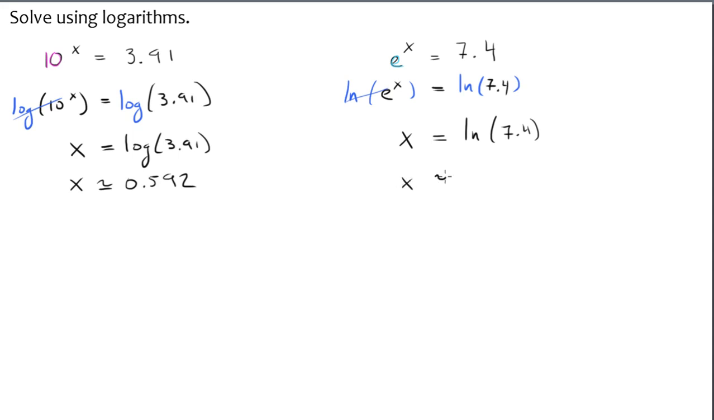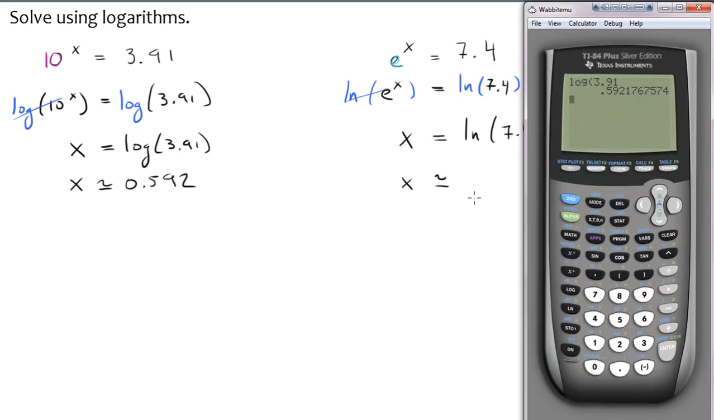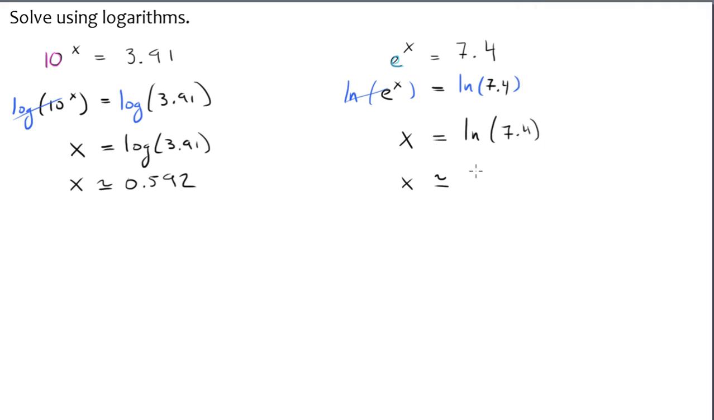So x is approximately natural log 7.4, which is 2.00. And in both cases I expressed it using 1, 2, 3 significant figures.